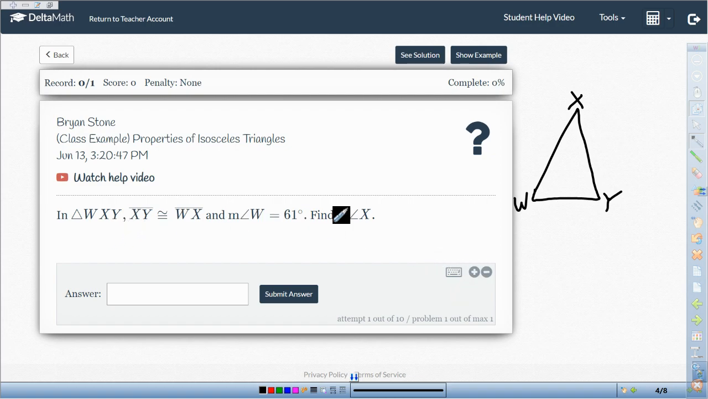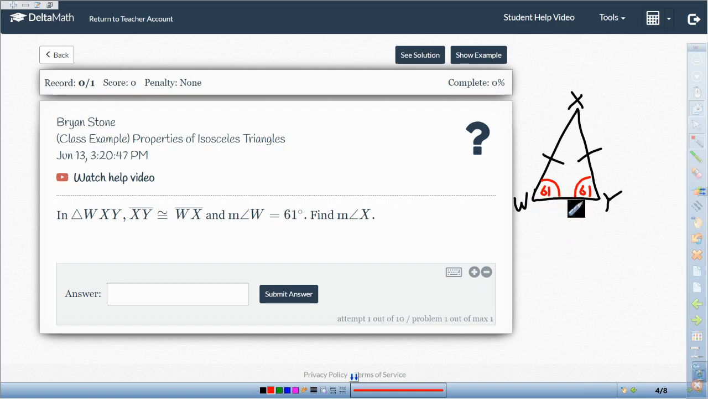Okay, and they're saying that XY, this side, is congruent to WX, this side. They're telling us the measure of angle W is 61, and they want us to find the measure of angle X. So first things first, since these sides are congruent, we know that the angles opposite them are also congruent. So this angle is congruent to this one.